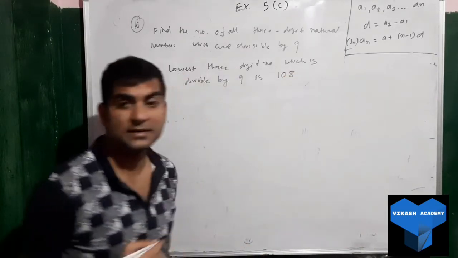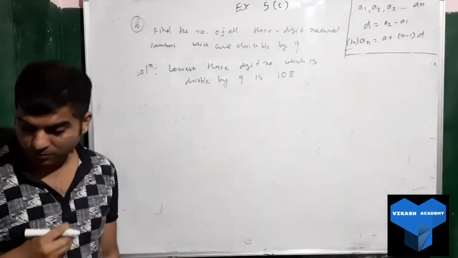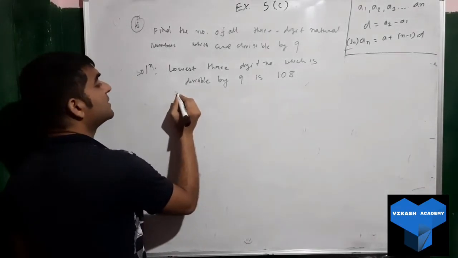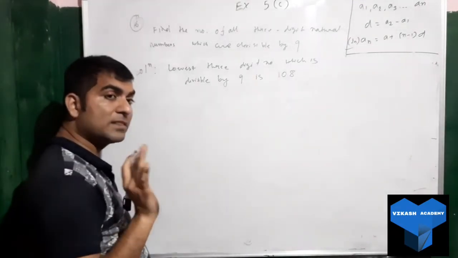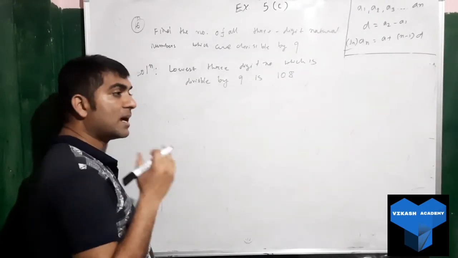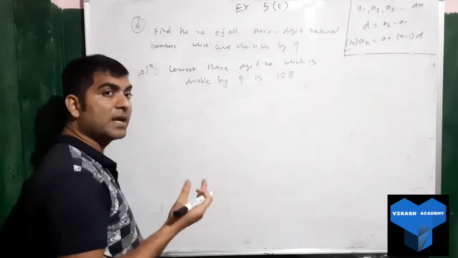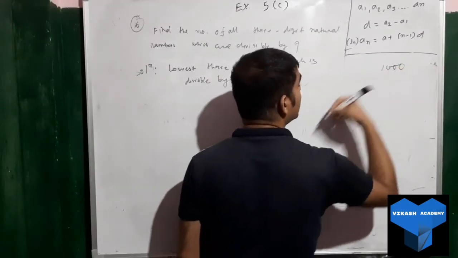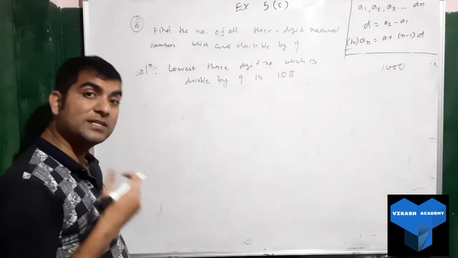So 108 is the first one. I hope you are clear till here. Next, the greatest three-digit number. Greatest means you know that 1000 is a four-digit number, so the three-digit numbers go till 999. 999 is divisible by 9.